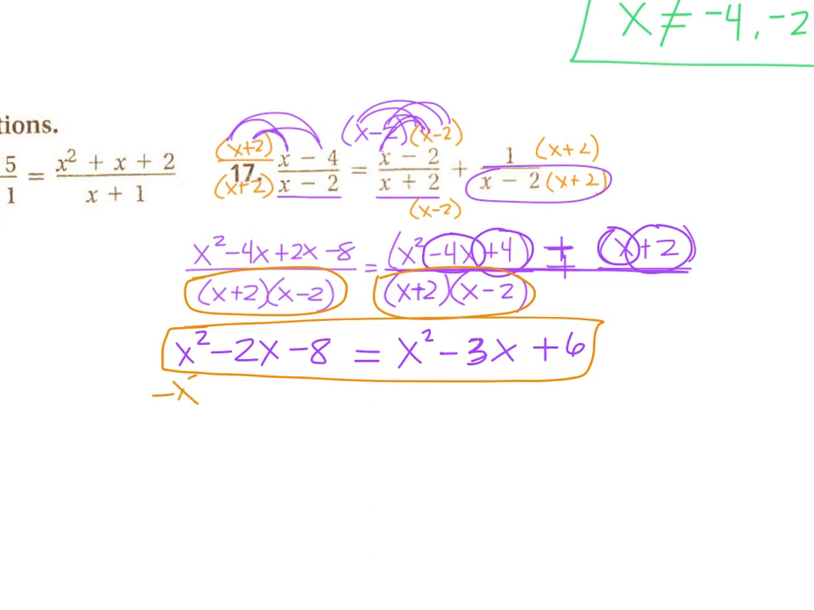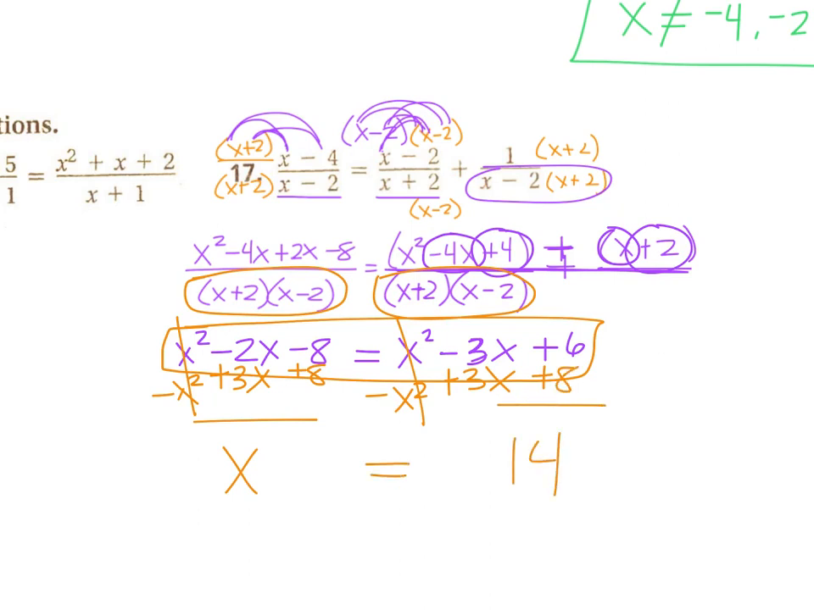So if I take away x squared, this is gone, this is gone. We're going to add 3x to both sides. That leaves us with an x over here. And then we're going to add 8 to both sides, which leaves us with a 14 over here, and we're done. So x would be 14. Okay? That is 7 and 8.